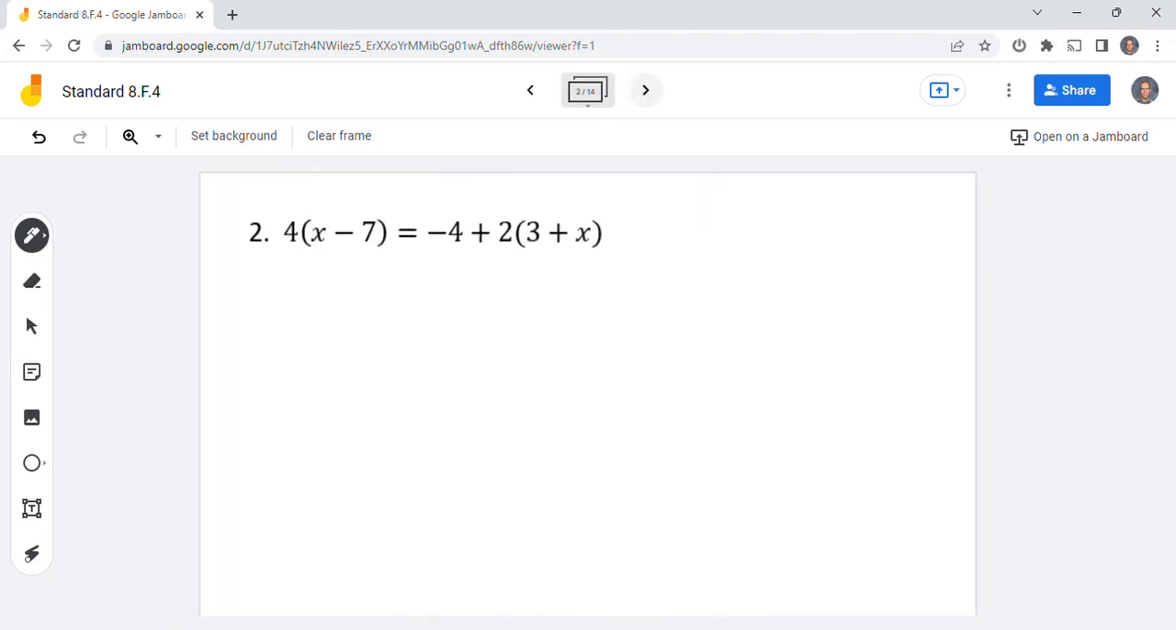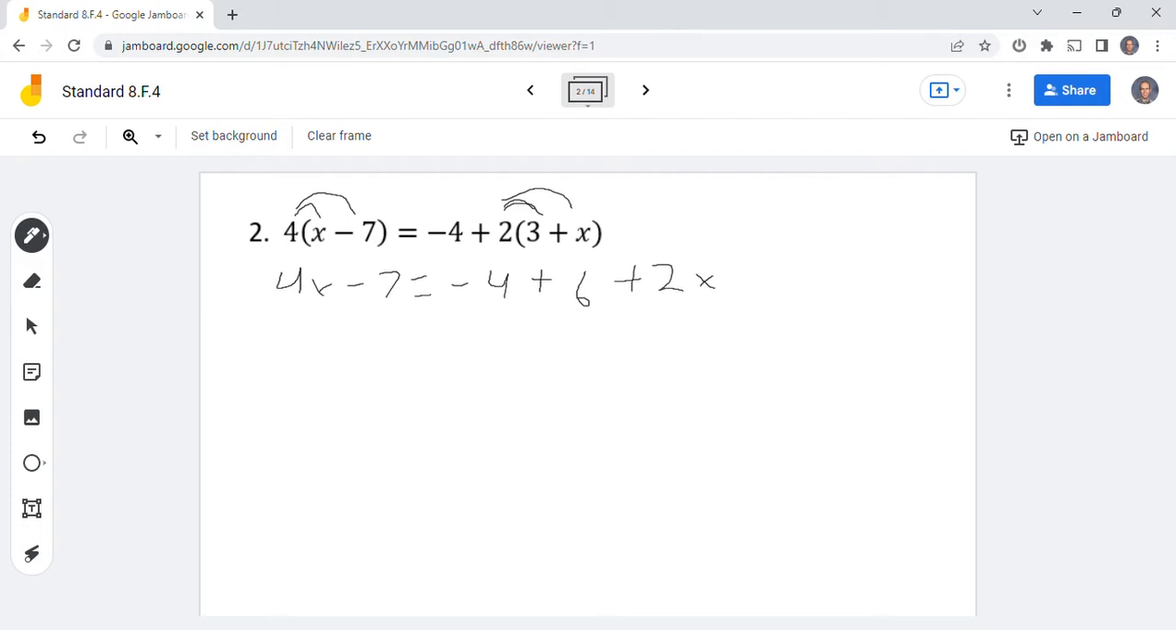Question number 2 is the same. We're going to solve the equation. We have the variable x in this one, so we're going to distribute on both sides first. We end up with 4x minus 7 on that side. That negative 4 stays. The 2 gets distributed, so 2 times 3 over on this side is positive 6. 2 times x is positive 2x. So we're going to have plus 2x.